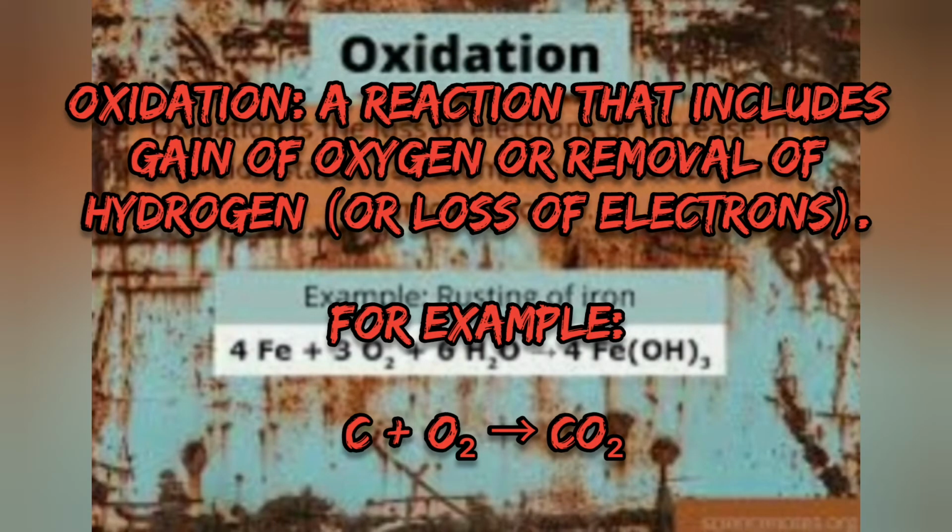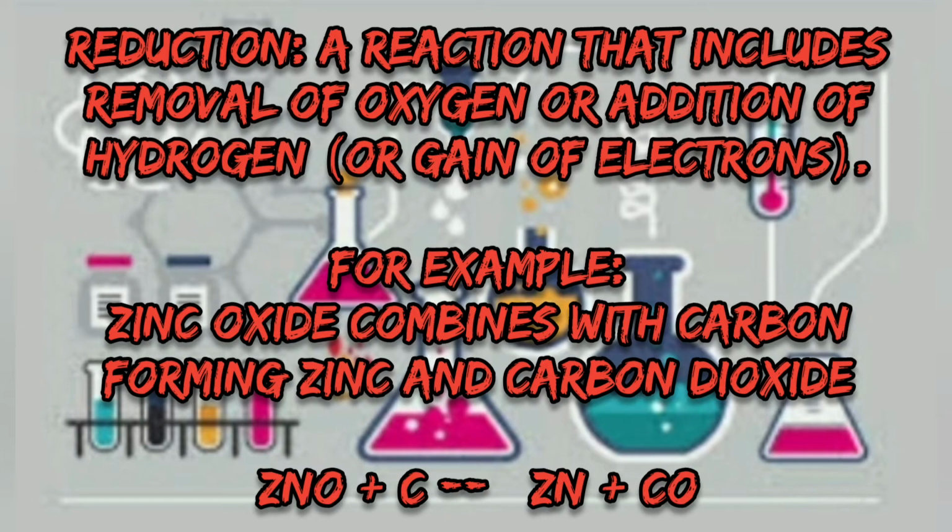Oxidation, a reaction that includes gain of oxygen or removal of hydrogen, or loss of electrons. For example, carbon when combined with oxygen forms carbon dioxide: C + O2 → CO2. Reduction, a reaction that includes removal of oxygen or addition of hydrogen, or gain of electrons. For example, zinc oxide combines with carbon forming zinc and carbon dioxide.